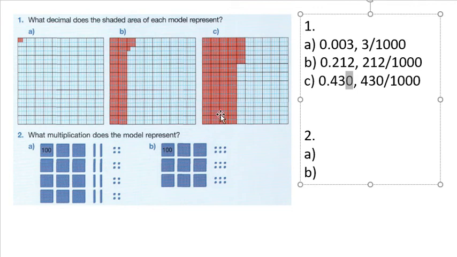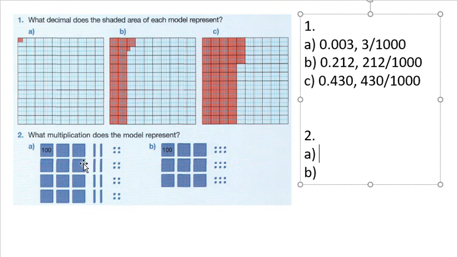100 here, 100 here, 100 here, 100 here. That's 400. And then 10, 20, 30. So that's why it's 430 and not 43, not just 43. This is an example of what I'm talking about for number 2, where you must define your 1.